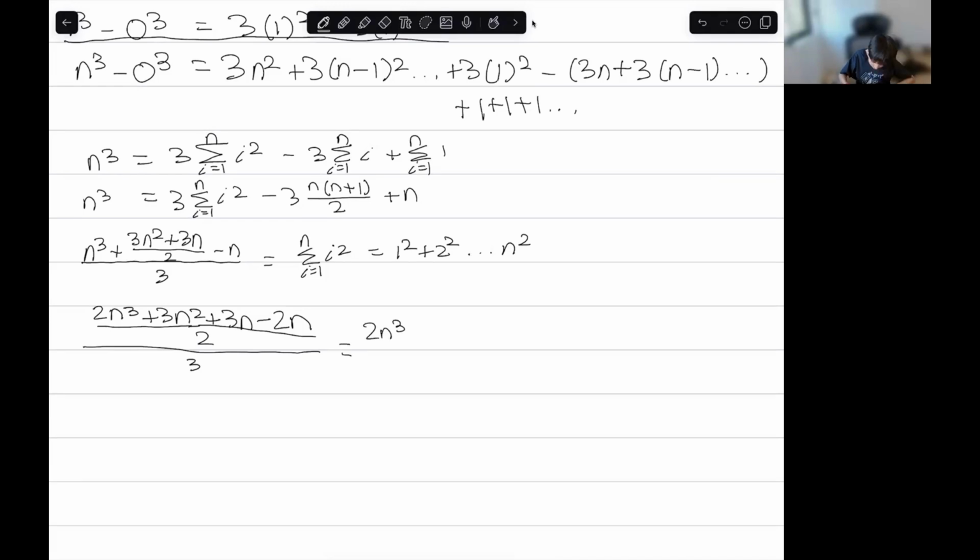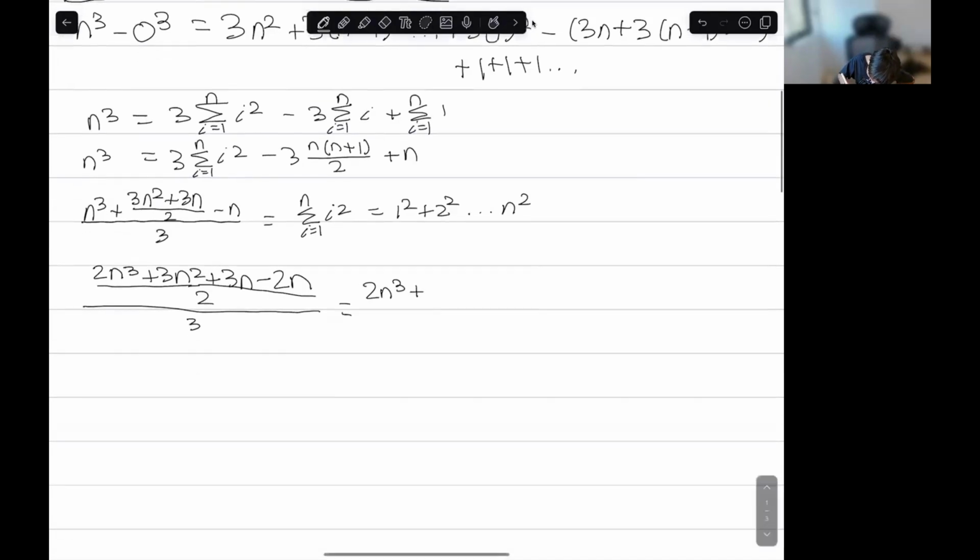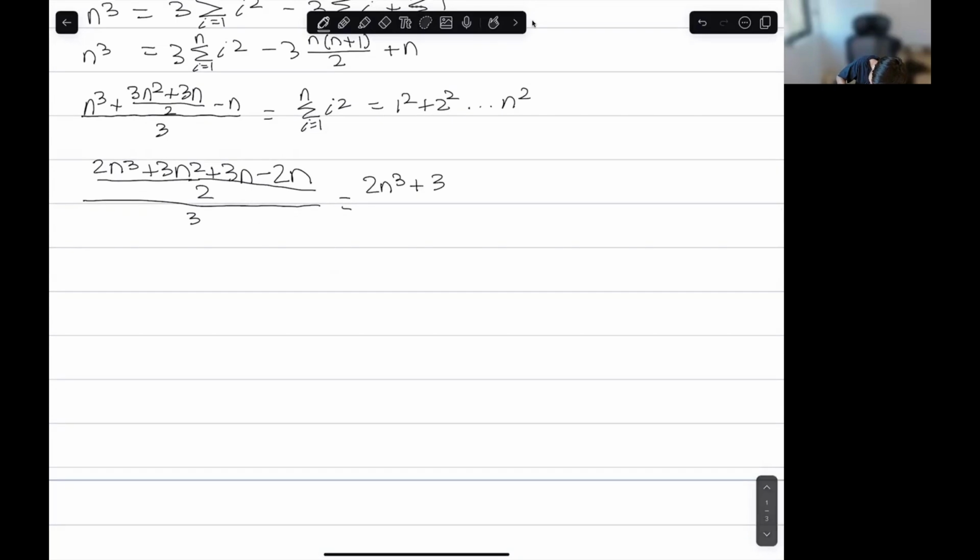So we put a common denominator of 2 in the numerator. We're just going to simplify this a bit: it equals 2n cubed plus 3n squared plus n, all over 6. And this is the formula for the sum of squares.